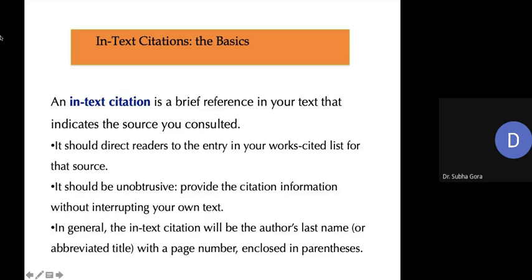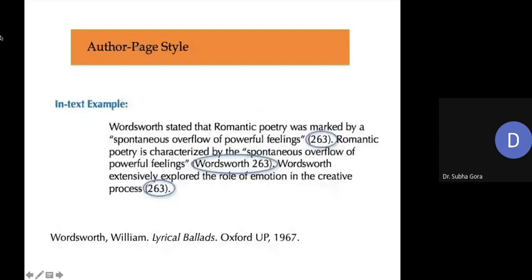Okay, so usually it happens that you give the author's last name or the title, and then you don't give any punctuation in the middle. All right. So in text you can have a look at this example that I have given here.